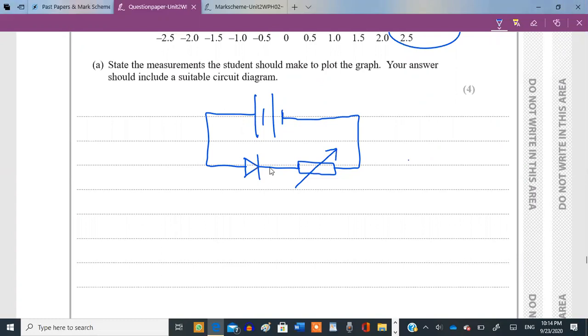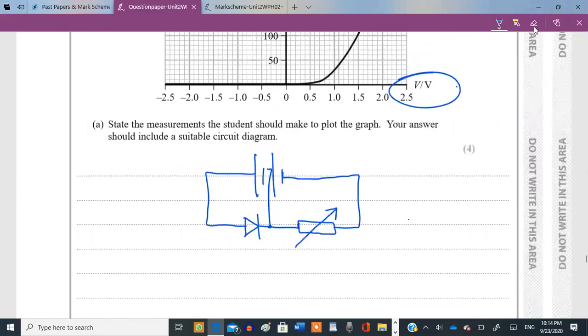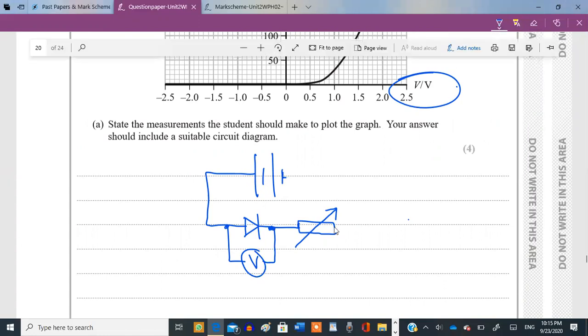Now to calculate the potential difference, this V, you need to put in a voltmeter as well in the circuit to measure it. And to measure the current in the circuit, you need to put in an ammeter. This is how the circuit diagram should look.